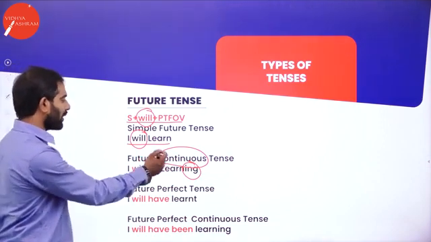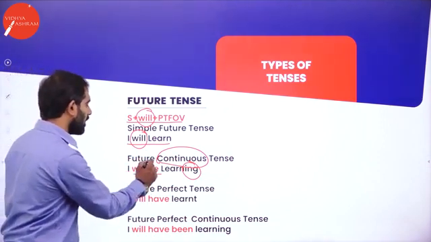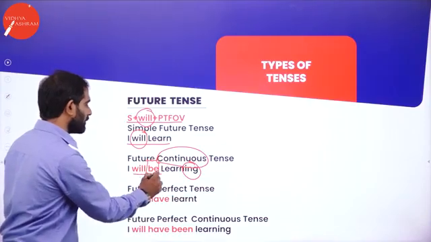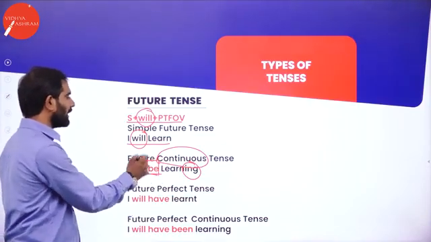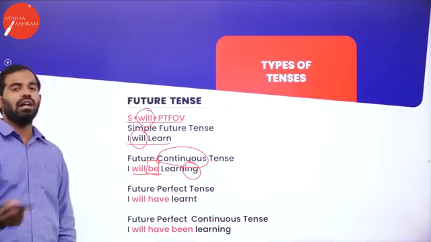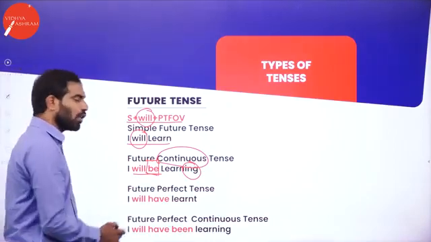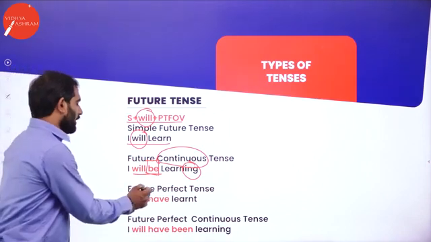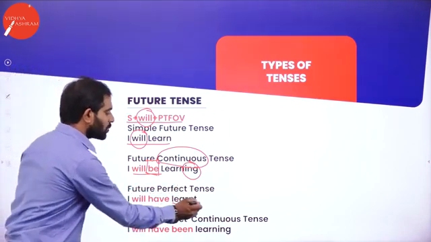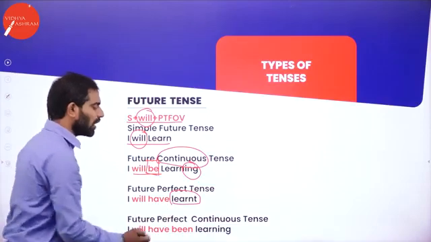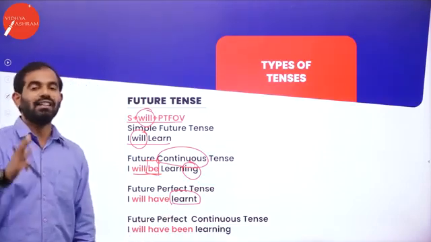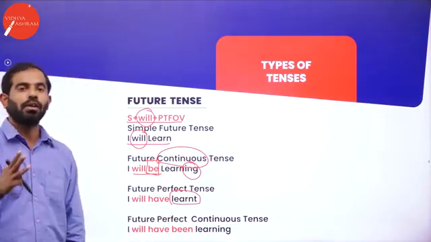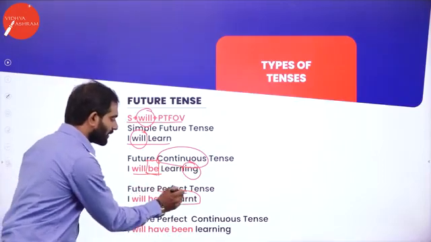Here, future continuous tense: I will be learning. Keep this in mind, I will be learning. You cannot simply say "I will learning." So the be form is very important. Let us discuss what the be forms are later. In future perfect, remember this V3: this main verb will always be in V3, the third form of the verb, when it comes to perfect tense.